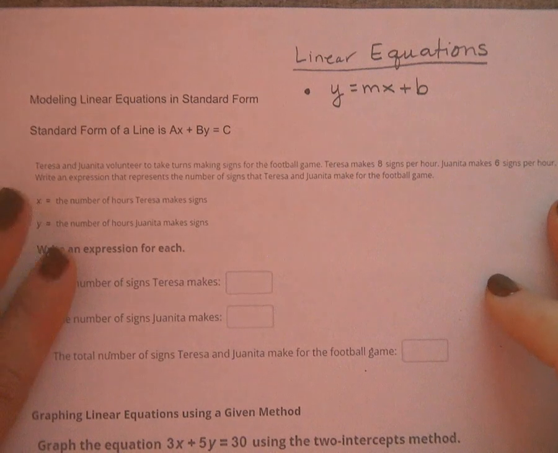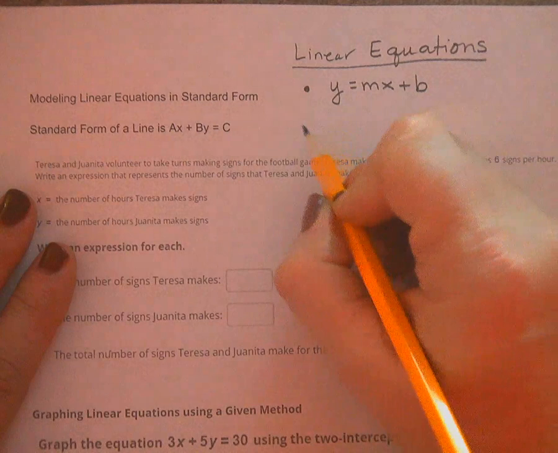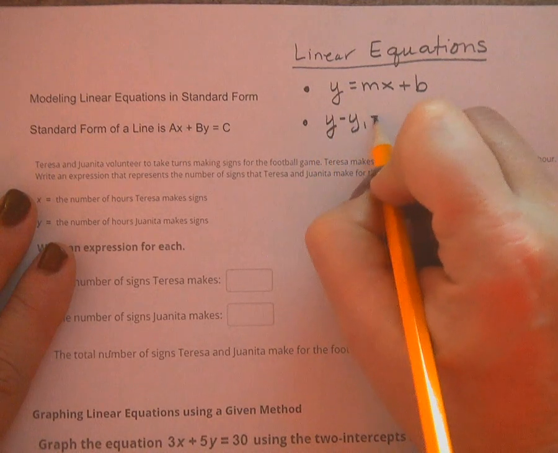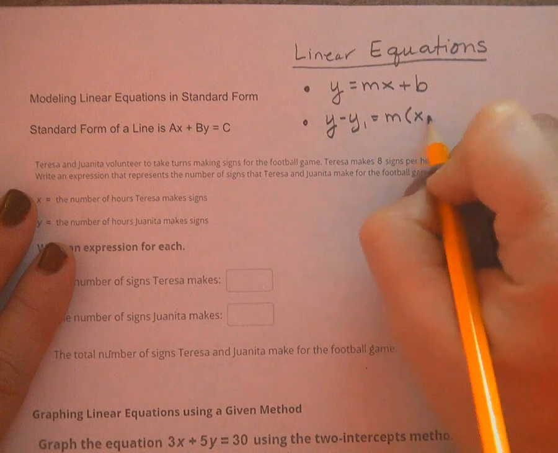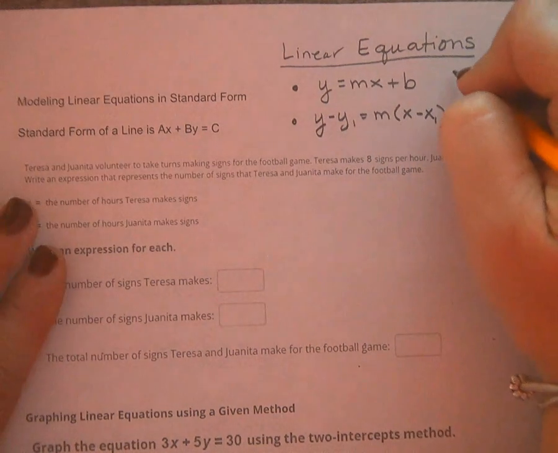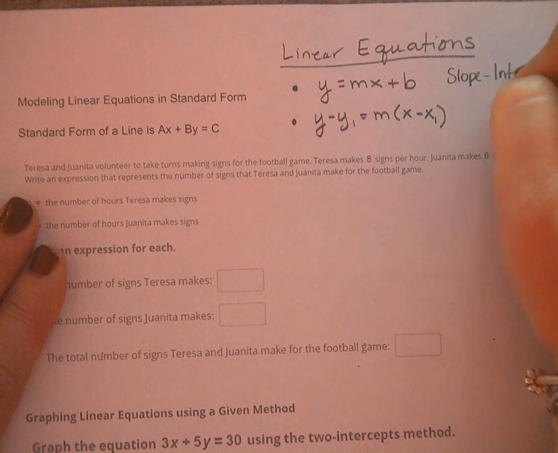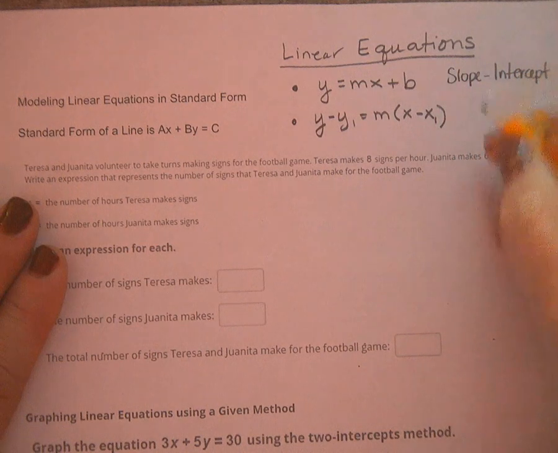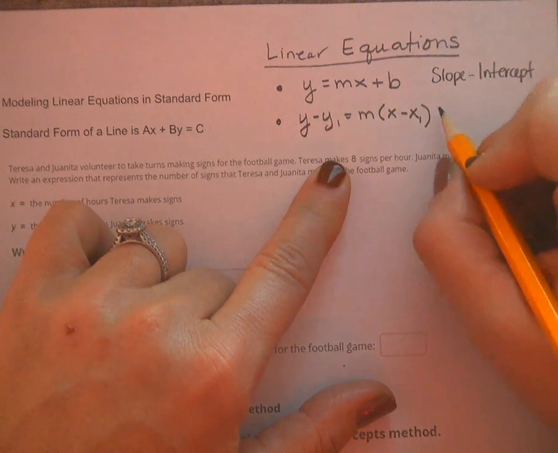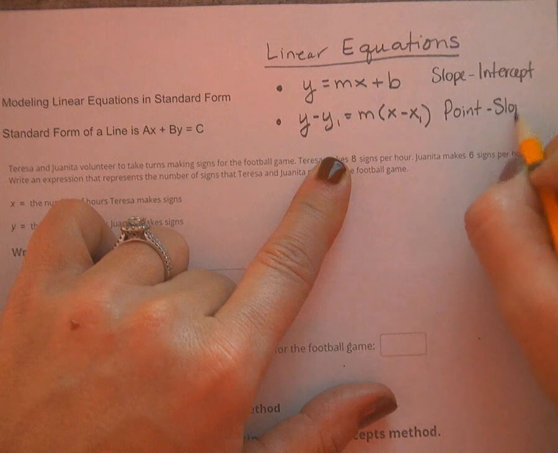What is the name of that form? Slope intercept form. Then you guys have been dealing with this form that's a little bit more complicated. What is the name of this form? Okay, so this one is called slope intercept form because it gives you the slope and it gives you the y-intercept. What is this form called? It gives you the point and it gives you a slope. So it's called point-slope form.